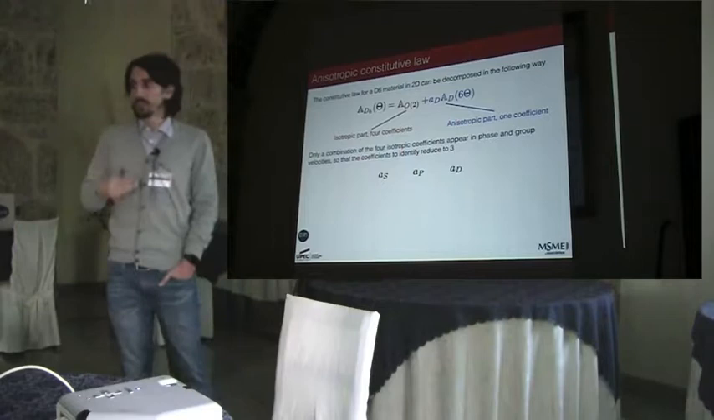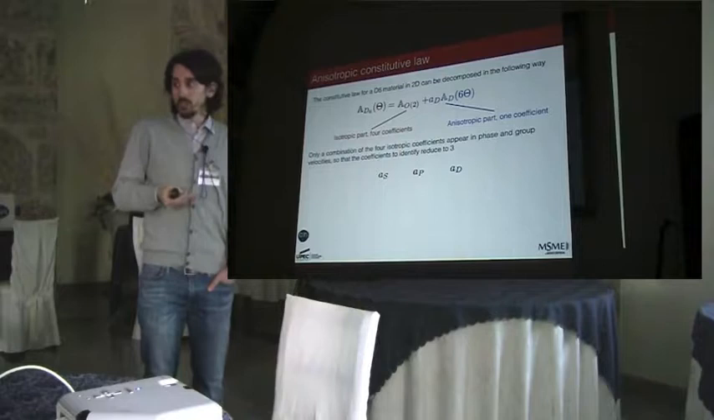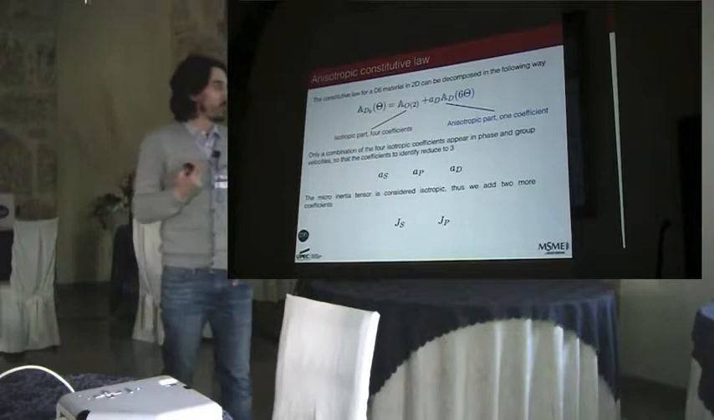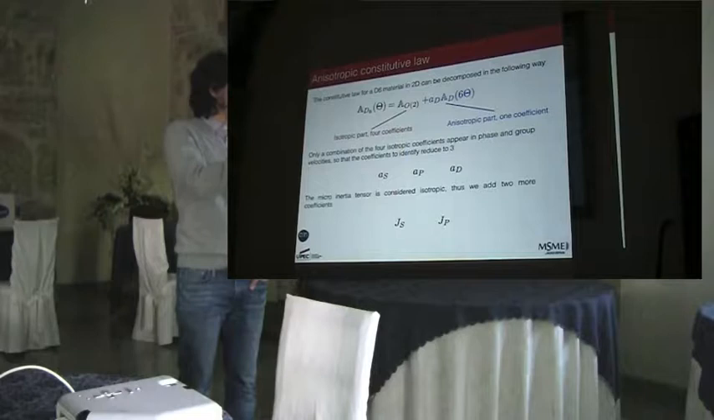Since I will not talk about boundary conditions, these are the coefficients I will identify. And we also have the microinertial coefficients. There are two of them because we are considering isotropic microinertial tensor. And I will call them JS for S waves, and JP for P waves.